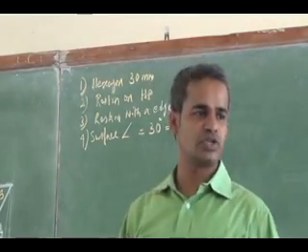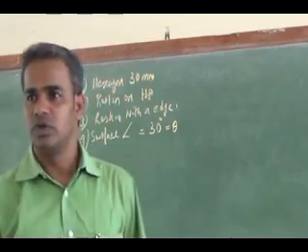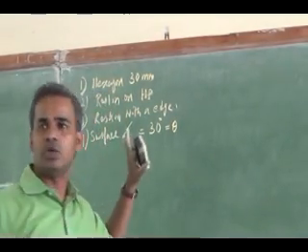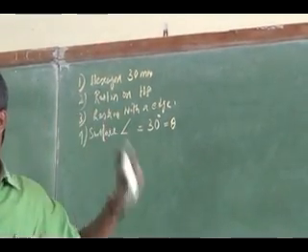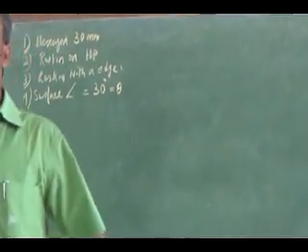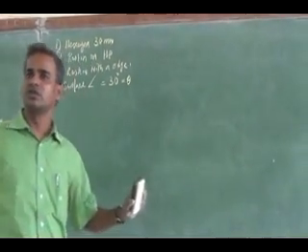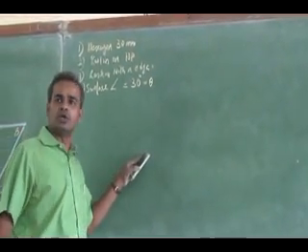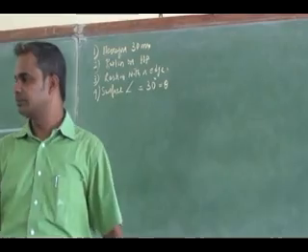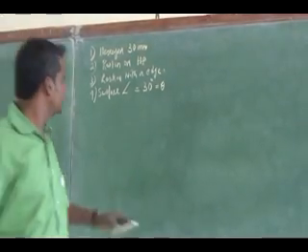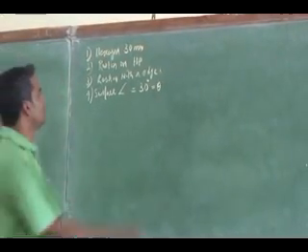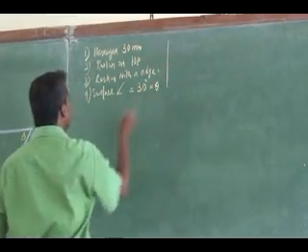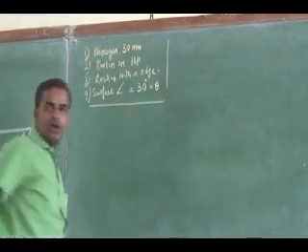You are asked to draw the projection. The surface is inclined at 30 degrees to the horizontal plane, and it is perpendicular to VP. These are all the things we have to note down for a problem. How can I solve it?